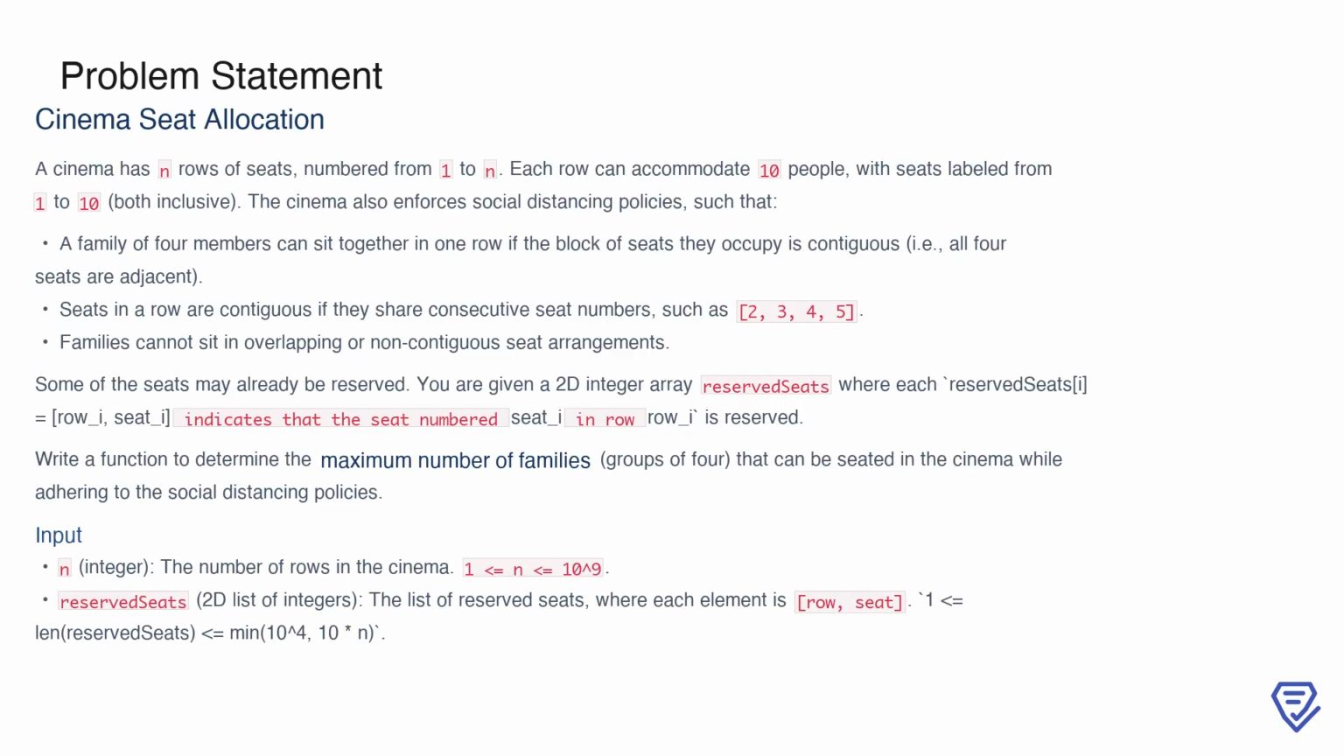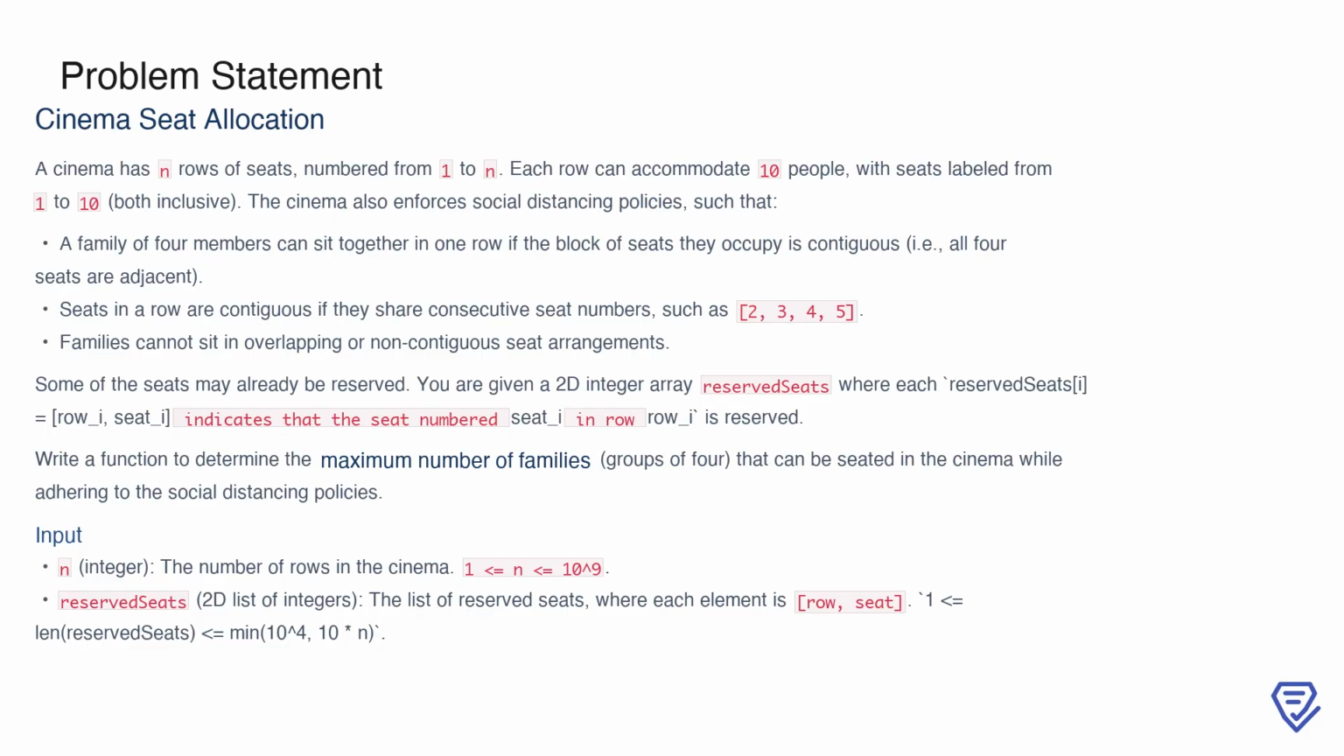Imagine a cinema with multiple rows of seats, each row having exactly 10 seats numbered from 1 to 10. The goal is to seat as many families of 4 as possible in the cinema while adhering to social distancing rules. To qualify, a family must occupy a block of 4 contiguous seats, like seats 2 through 5 or 6 through 9. These seats must not overlap with other families or be split apart.